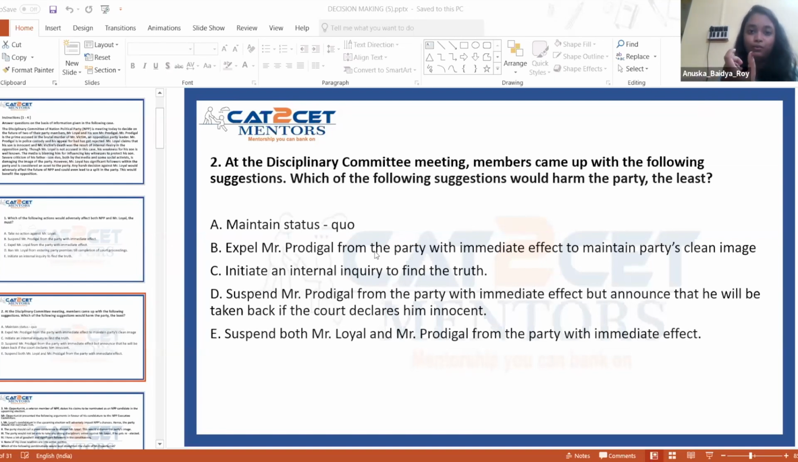Now, when I told you, read the question, understand the question very carefully, this is what I was talking about. If you did not read the question properly, somebody might think: which of the following would harm the party the least? Now, E harms the party the most, so you mark E and you get a negative, right? That is why I'm saying, read the question very carefully while you're doing D.